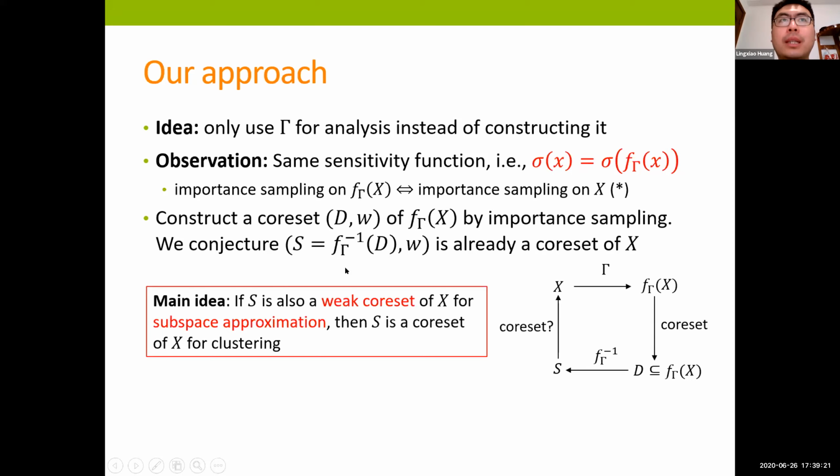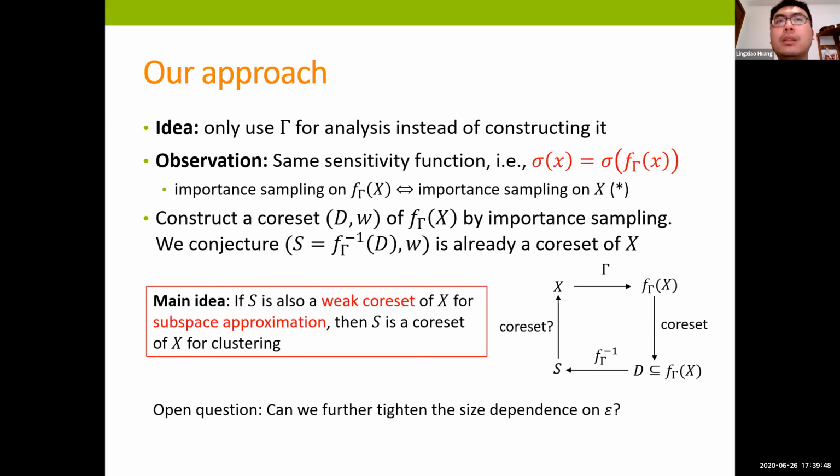And the main approach is that if we show S is also a weak core set of X for another important shape-fitting problem called subspace approximation, then S is a core set for the clustering problem. So it implies an interesting relation between two shape-fitting problems, clustering and subspace approximation. The open question: can we further tighten the size dependence on epsilon? And the full talk can be found on YouTube. And thank you, and questions.